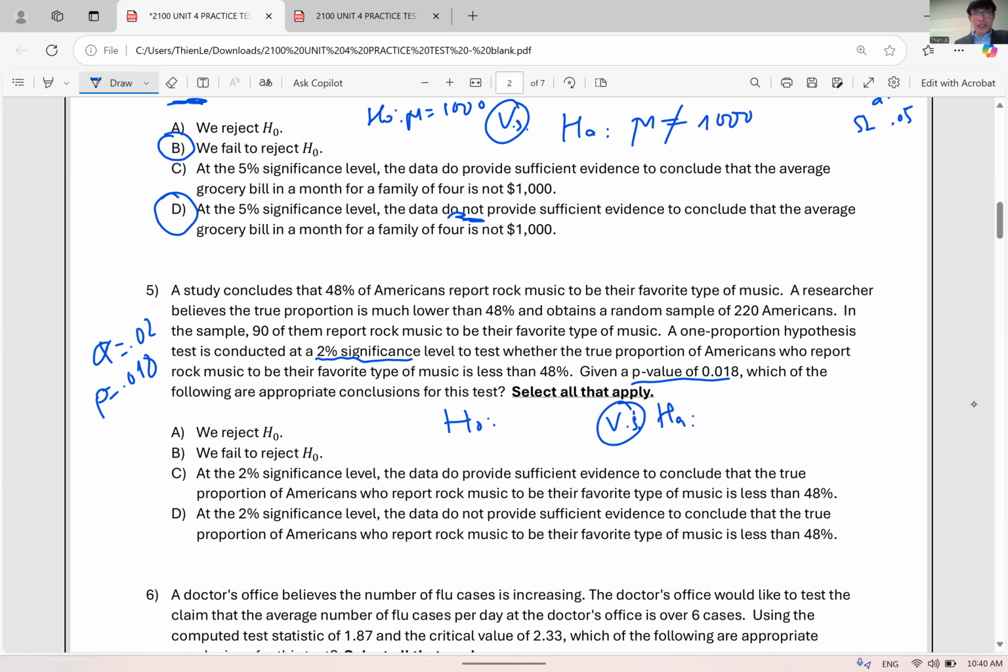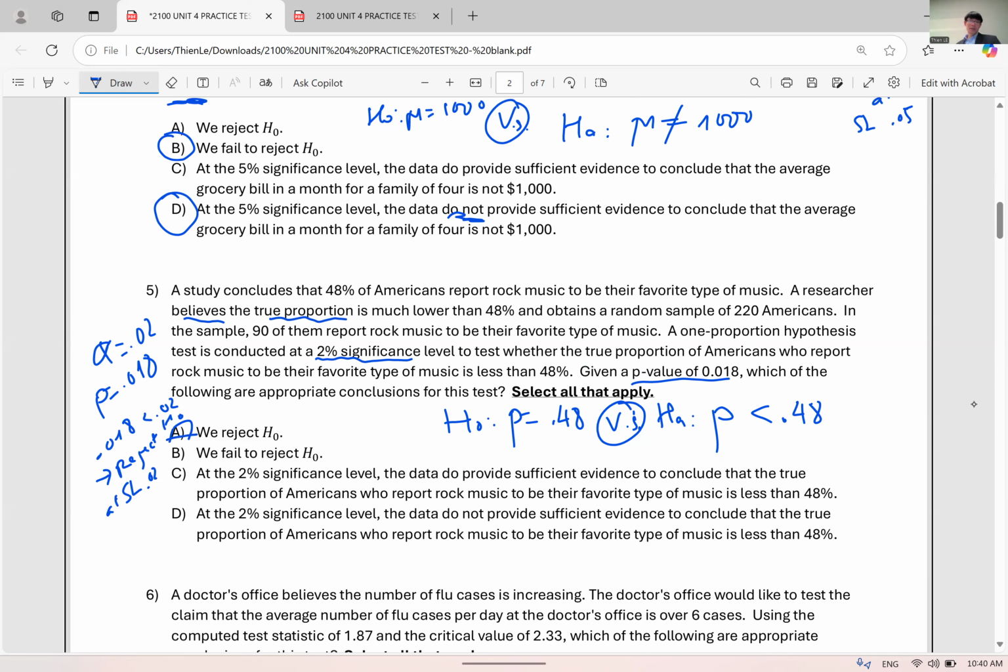In this case, the alternative is what he believes: the true proportion, P, is lower than 48%. And the null is 48%. Again, with the p-value method, you compare the p-value to alpha. In this case, you see the p-value here is this much, less than 0.02, which means you reject H naught at significance level 0.02. So it will be A.